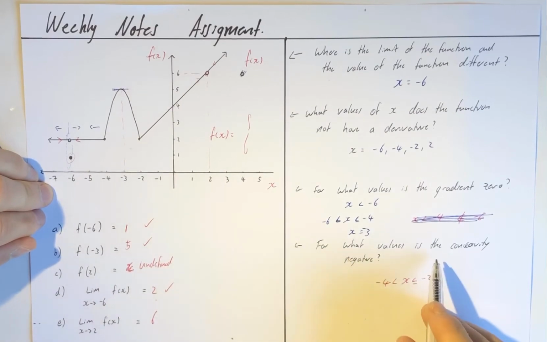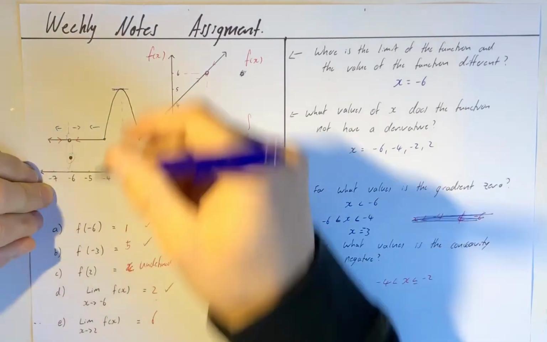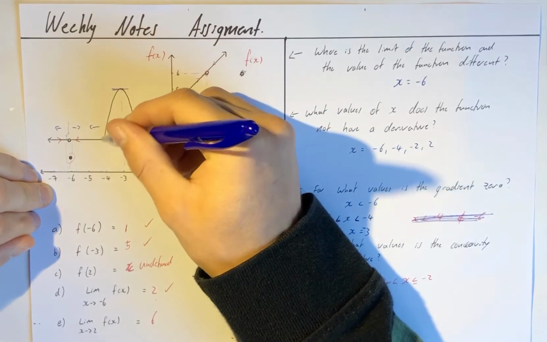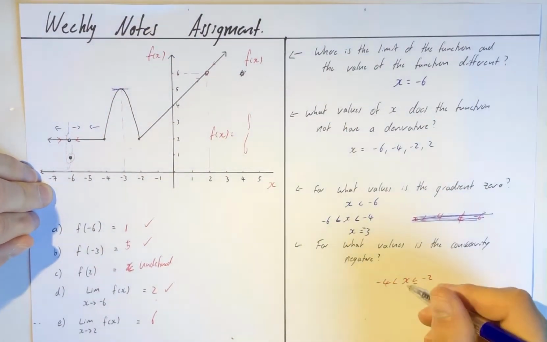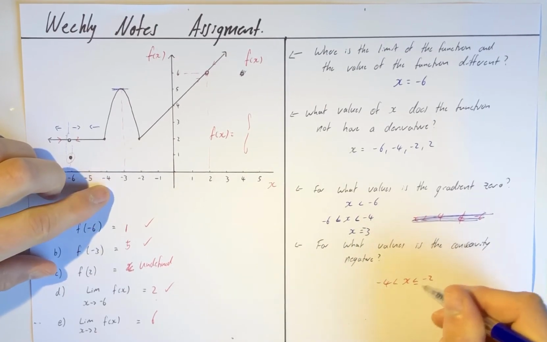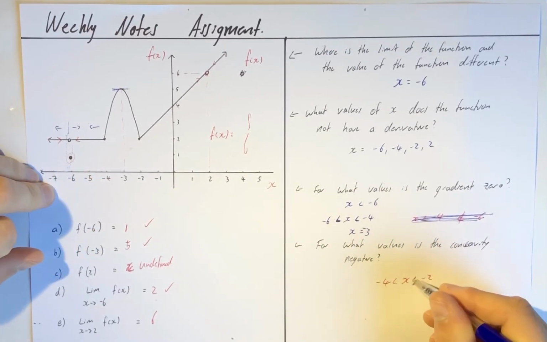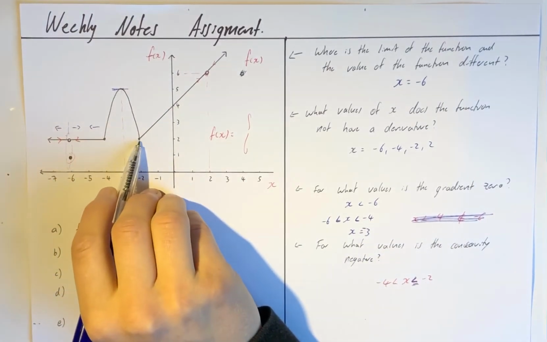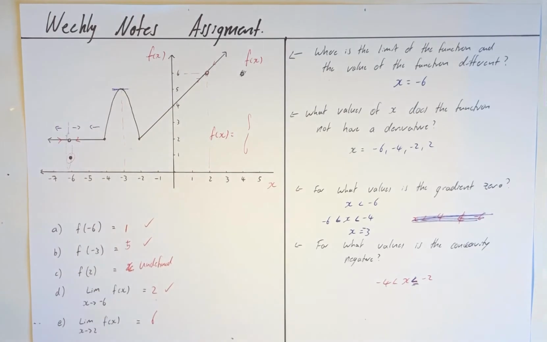And so for what values is the concavity negative? Well, it's concave down for all of these points here. So when x is greater than -4 and less than -2, strictly between those 2 points. Again, you can't have concavity at a point that can't be differentiated. And there we have it.